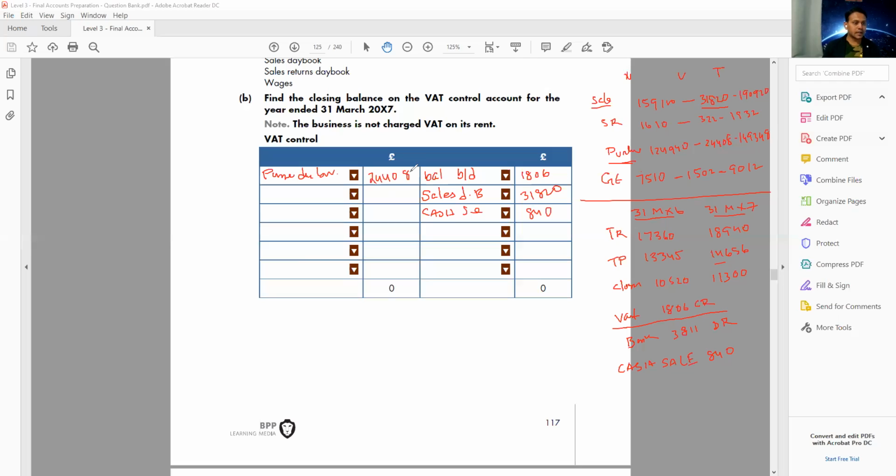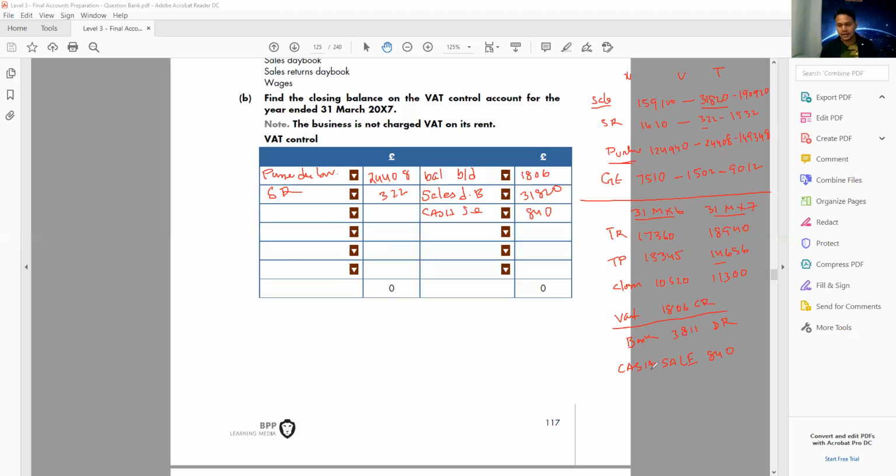24,408. Then sales return, yes, there is some VAT. If my customer returns to me, I'm not going to pay VAT for that, isn't it? If the customer returns to me, I will never pay VAT for that. So I'll claim the VAT back. So sales return, that is 322. Okay.